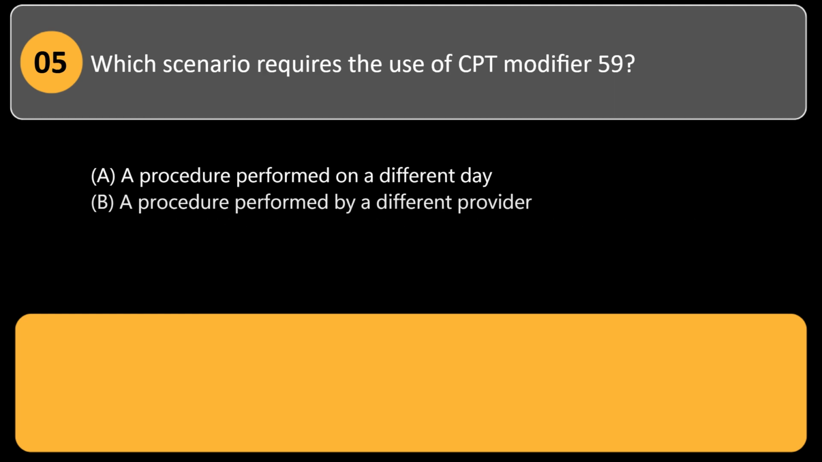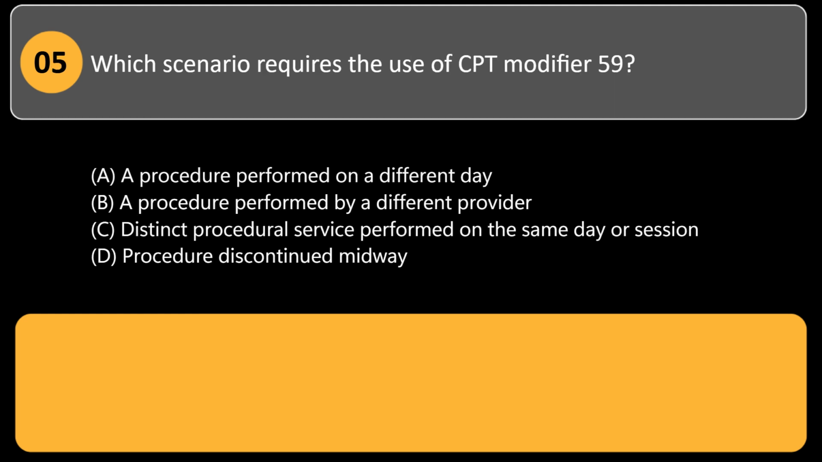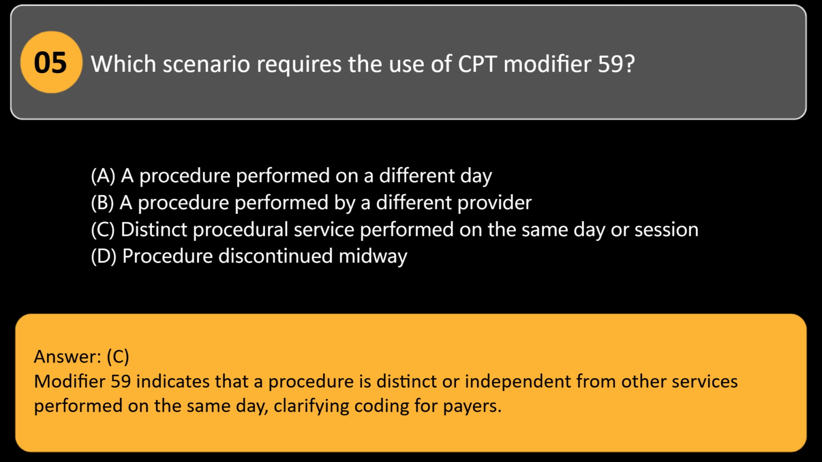Which scenario requires the use of CPT modifier 59? A. A procedure performed on a different day. B. A procedure performed by a different provider. C. Distinct procedural service performed on the same day or session. D. Procedure discontinued midway. Answer: C. Modifier 59 indicates that a procedure is distinct or independent from other services performed on the same day, clarifying coding for payers.